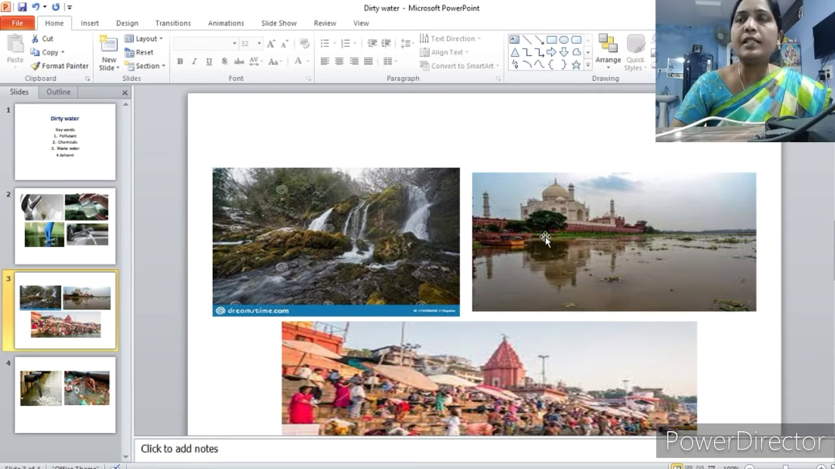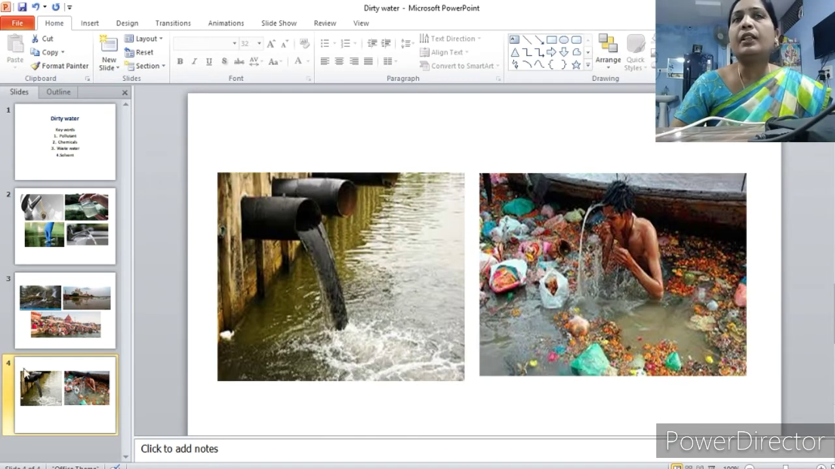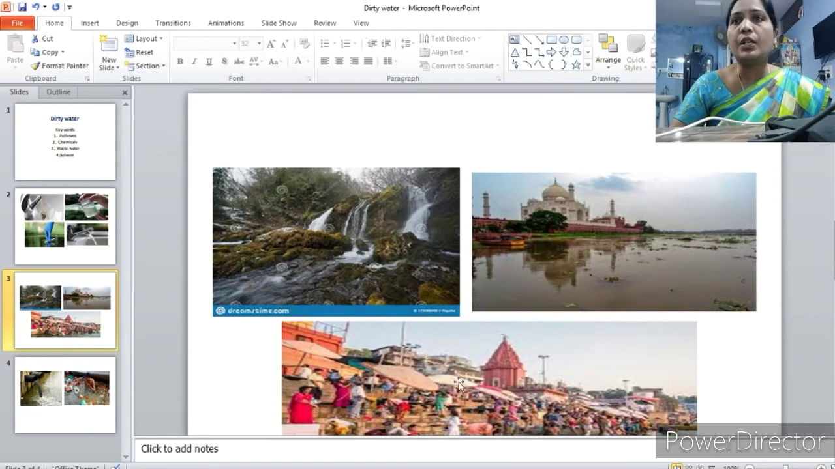the river Yamuna is supplying water for many plants, people and animals. It's giving water for all the living organisms. At the same time, it's getting polluted. Who is polluting? What's the reason for this water pollution?